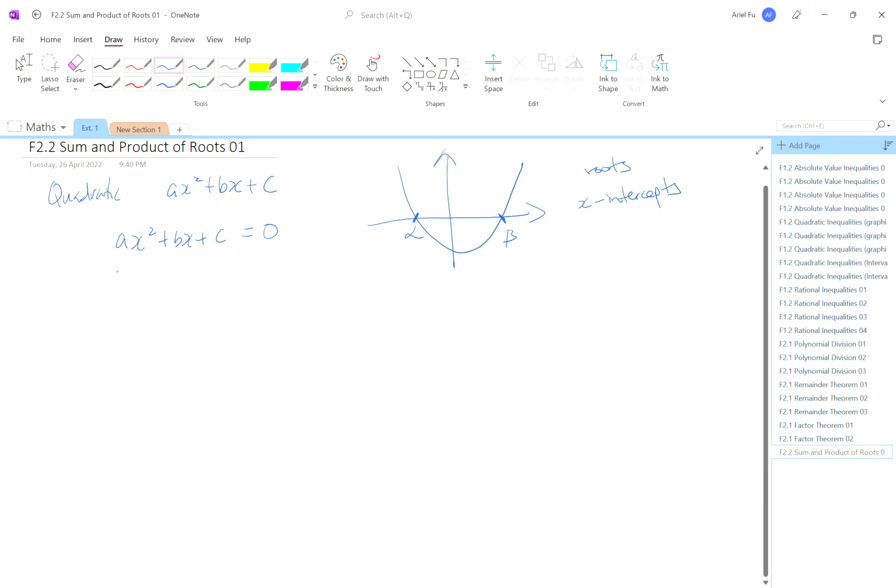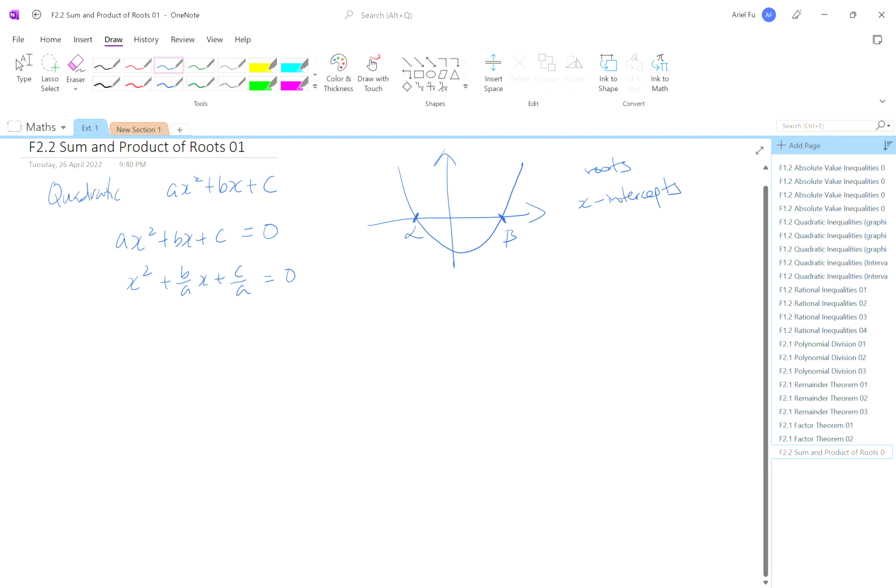Now, because this entire equation is equal to 0, I can divide everything by a to give x squared plus b on a x plus c on a equals 0 on a, which is 0. Okay, so I can rewrite that like that, and that means the roots are still alpha and beta.